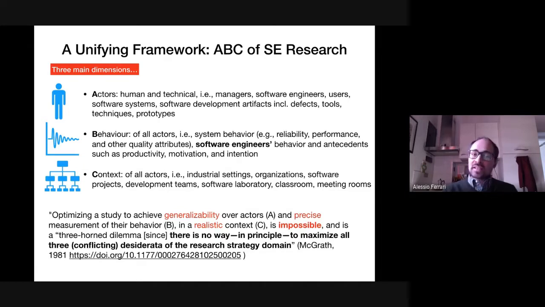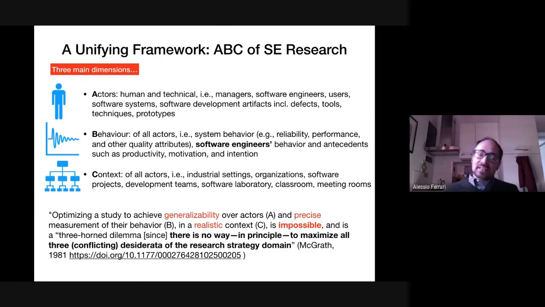context. So the actors here are both human and technical. We are referring to software engineers, but also development artifacts, tools, techniques, prototypes, software systems, everything that can be identified as an object or an actor. Behavior is the behavior of all actors, so system behavior but also software engineering behavior. And context, like we were speaking before, is the scope, the place in which these actors actually show their behavior. It includes industrial settings, organizations, software projects, development teams, software laboratories, classrooms, meeting rooms. So all the things that surround and allow us to describe the environment in which I want to measure the behavior of certain actors.